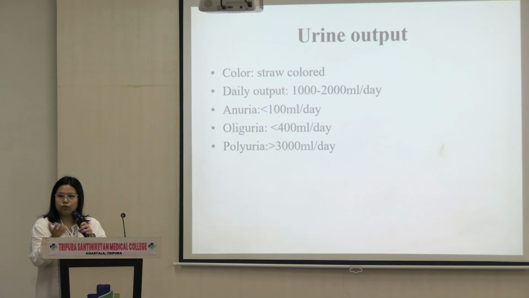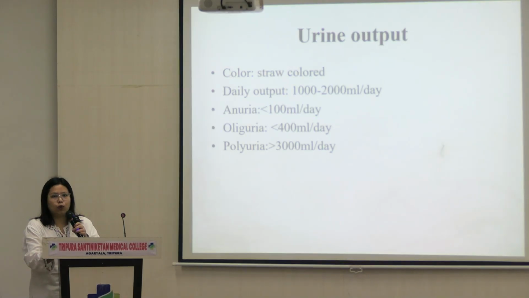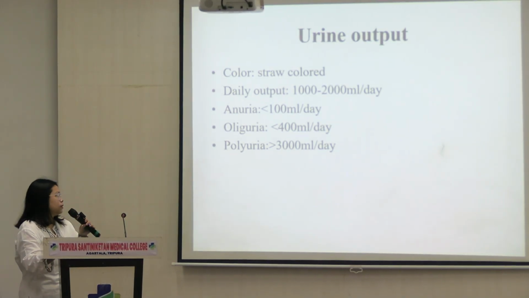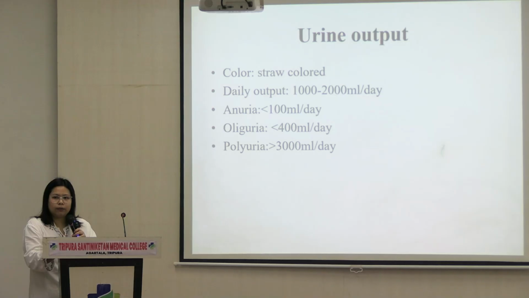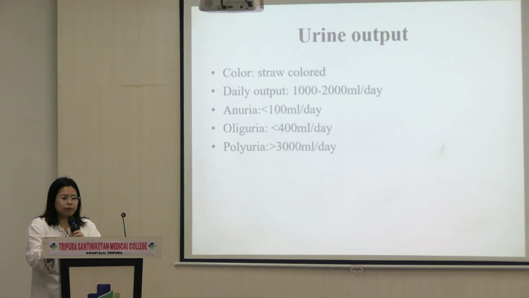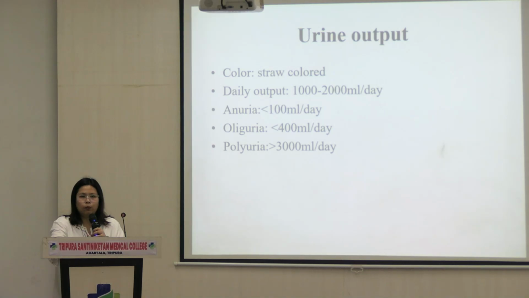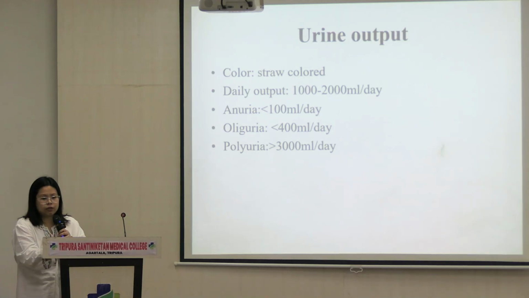Oliguria is another one, which is also decreased urine, less than 400 milliliters per 24 hours. Polyuria, where do we see polyuria? Anybody? Polyuria means increased frequency of urine. Where do we see this? In diabetes. Very good. So polyuria is one of the symptoms of diabetes.